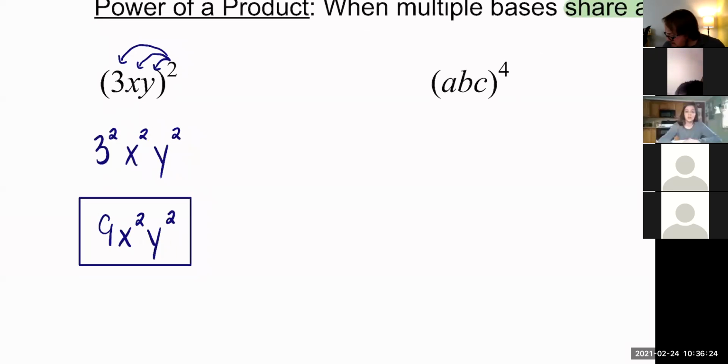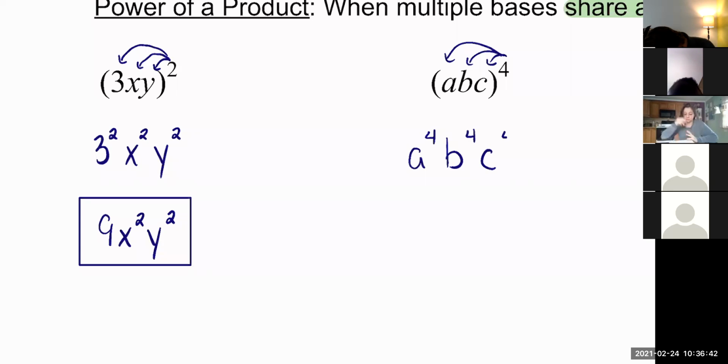What about the second? How many bases do you see there? Three, and they're all sharing the exponent 4. So we're going to distribute it in to where each base gets its own exponent of 4. So we'll get a to the power of 4, b to the power of 4, c to the power of 4. Can I combine these all because their exponents are the same? No, trick question. It doesn't matter if the exponents are the same, the bases would have to be the same. So this one is as far as it can go.